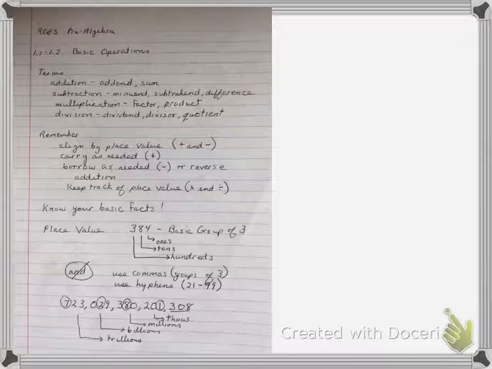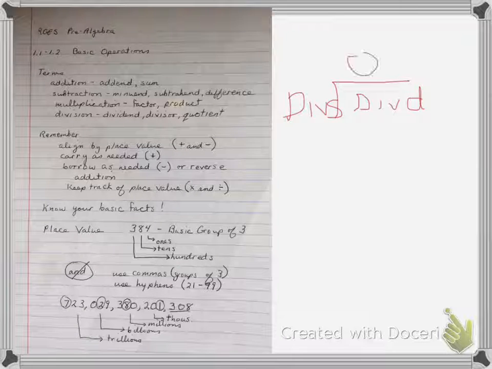What that would look like here, if you're doing it in long division, this would be the dividend, this would be the divisor, and this would be the quotient.